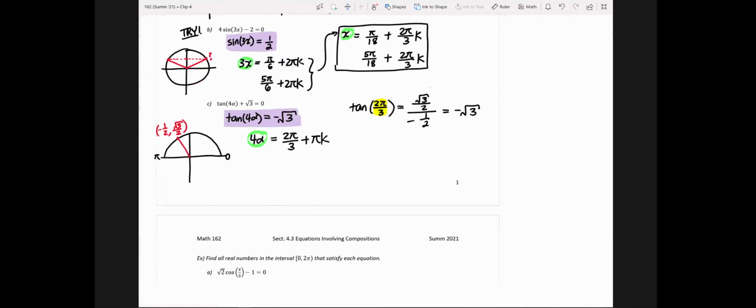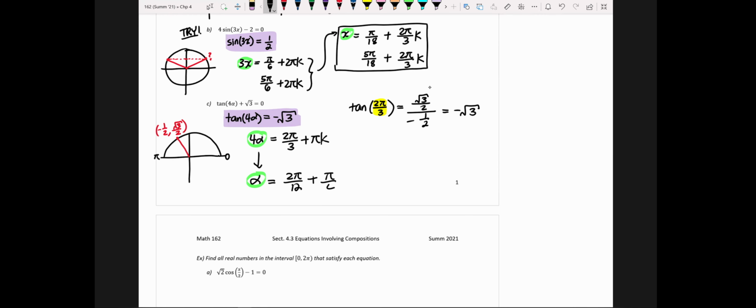Okay, great. So we found all solutions for 4 alpha, which is necessary before we solve for alpha. So now we can solve for alpha. If we don't go in this order, 1, 2, 3, 4, we may be missing solutions. So let's divide everything by 4. We get 2 pi over 12 plus pi over 4k. And then always express your answer in simplified form. Alpha comes out to be pi over 6 plus pi over 4k. This should actually read pi over 4 times k.